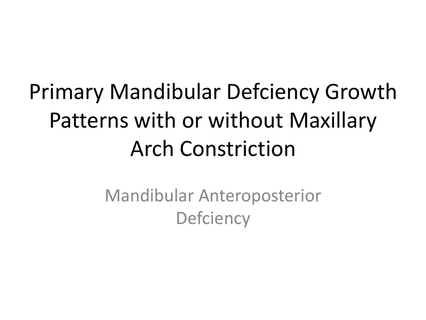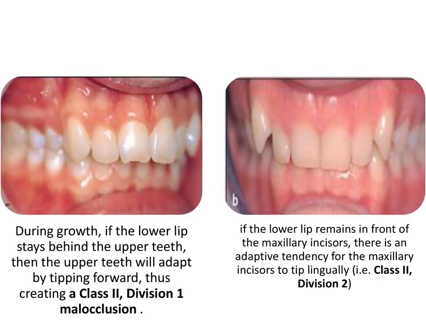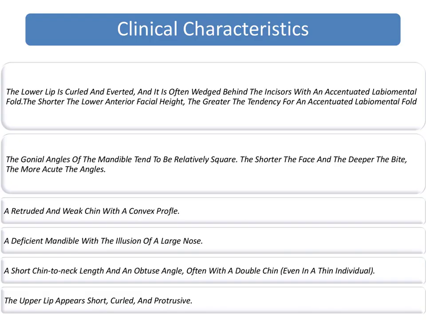Primary mandibular deficiency growth patterns with or without maxillary arch constriction. Mandibular Anteroposterior Deficiency: Introduction. In 1909, P. Blair reported 2 cases of retrognathia in which a horizontal ramus osteotomy was performed on each side of the mandible. Mandibular deficiency is the most prevalent form of dentofacial deformity.